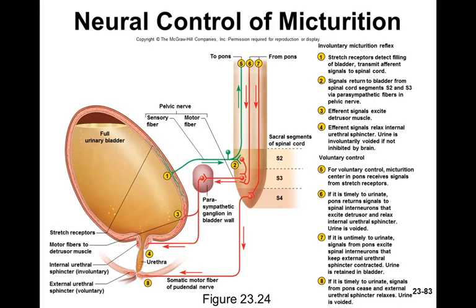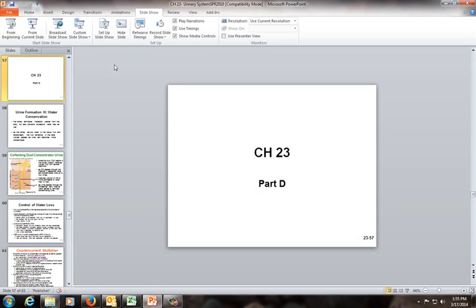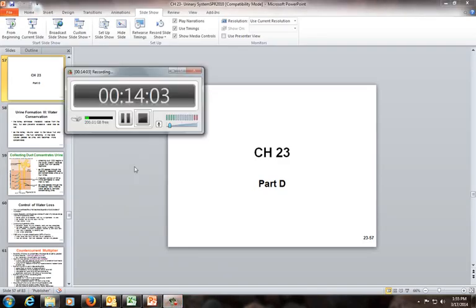This is just showing that neural control of micturition. This shows you the involuntary reflex and, of course, the voluntary control. So really interesting how urinating can undergo two different controls, the involuntary and the voluntary. And that concludes chapter 23.